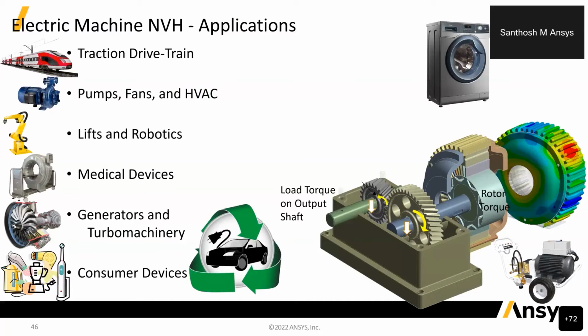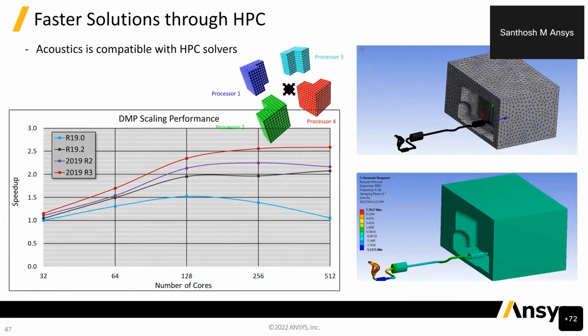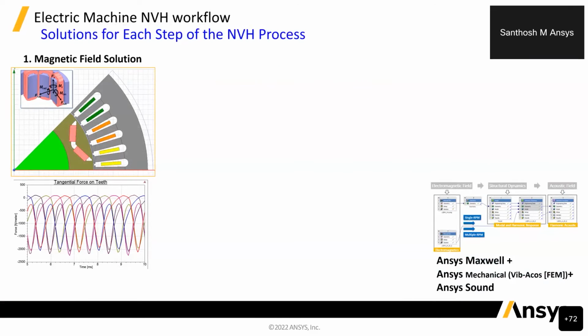The electrical machinery NVH is a big area. Now the electrification is happening across many places. Even the conventional powertrains are replaced by electrical powertrains these days. In this, the noise becomes a very important criterion, because many of these electrical machines produce very high frequency noise, right? So the typical workflow starts like this.